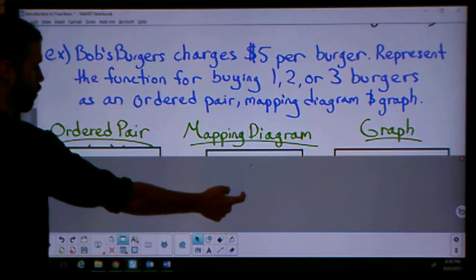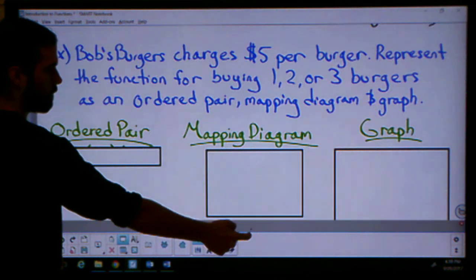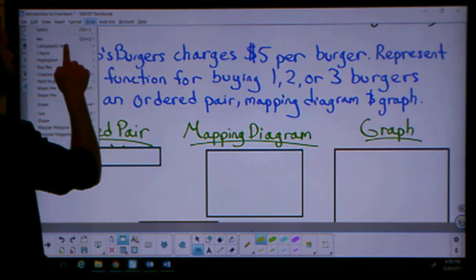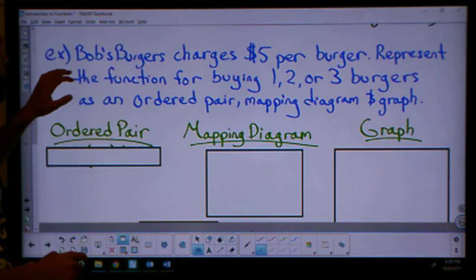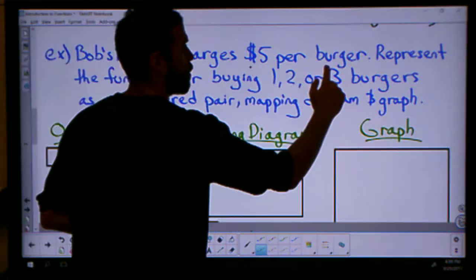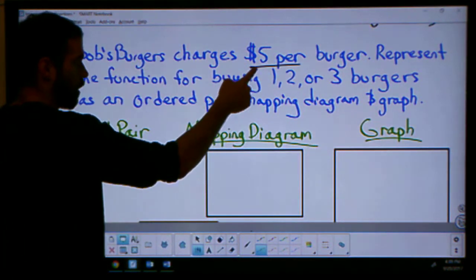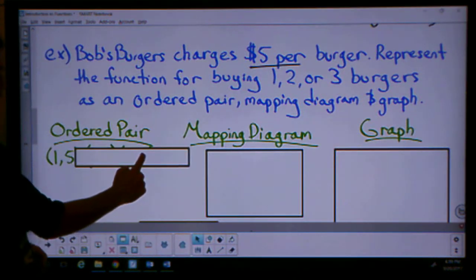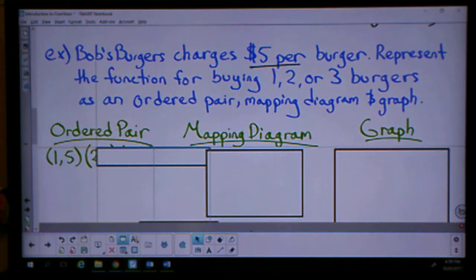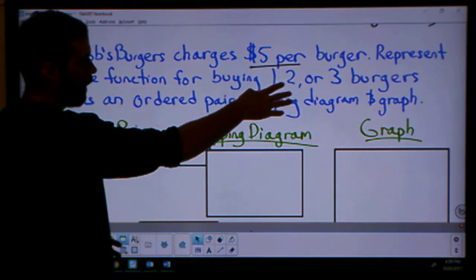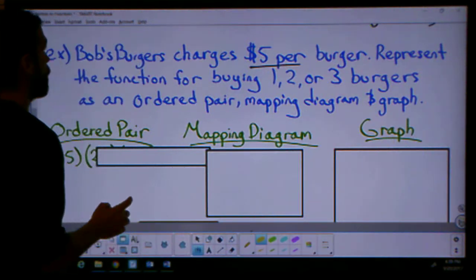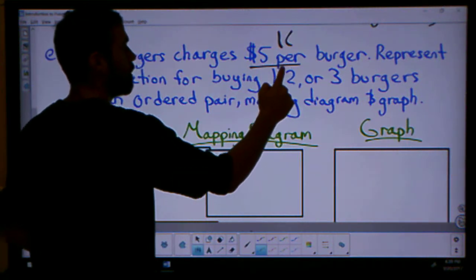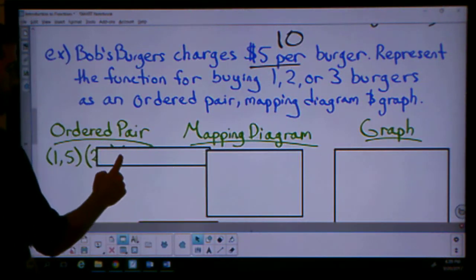The first thing we would create is the set of ordered pairs. So if Bob's Burgers is charging $5 per burger, well that means one burger is going to cost $5. That would create the ordered pair 1, 5. If you are going to purchase 2 burgers, well, if it's $5 per burger, then you are just doing 5 times 2, which is going to give you 10. So that means 2 comma 10 would be the second coordinate point.